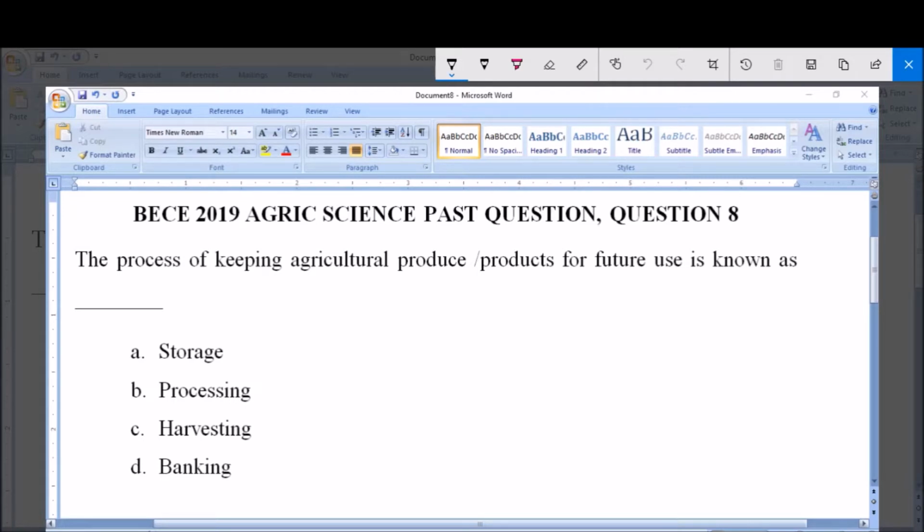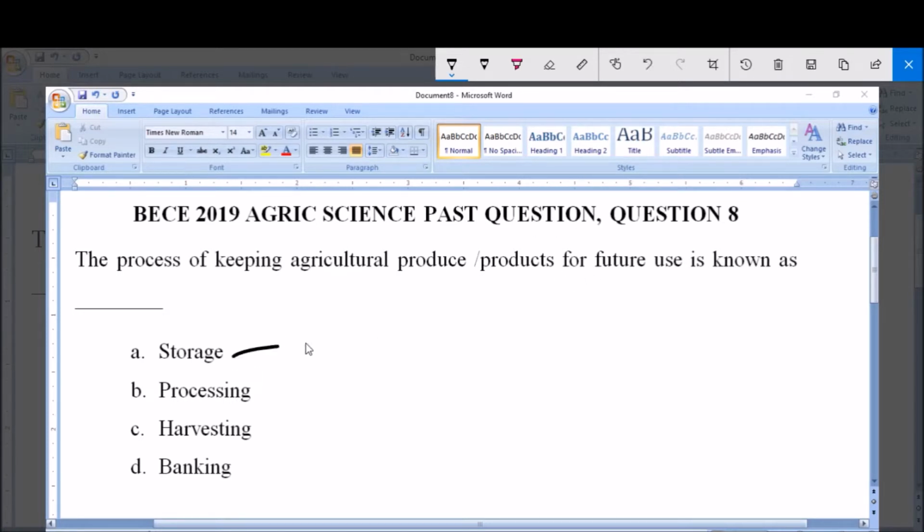The process of keeping agricultural produce or products for future use is known as dash. A. Storage, B. Processing, C. Harvesting, and D. Banking. So we have to pick out of these options which describes the process of keeping agricultural produce or products for future use.